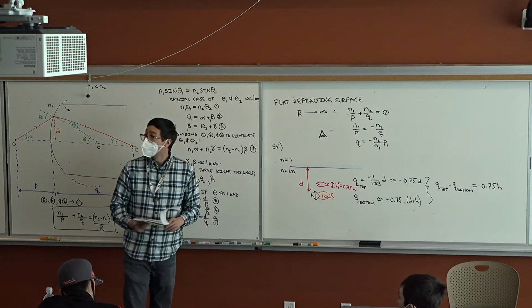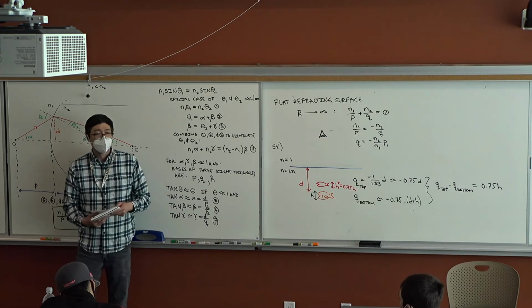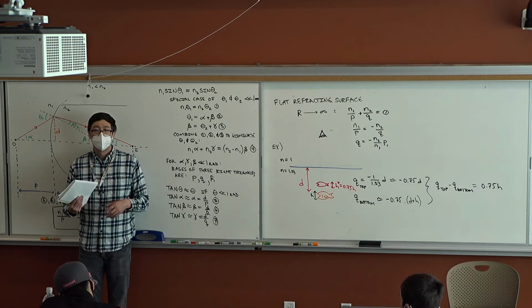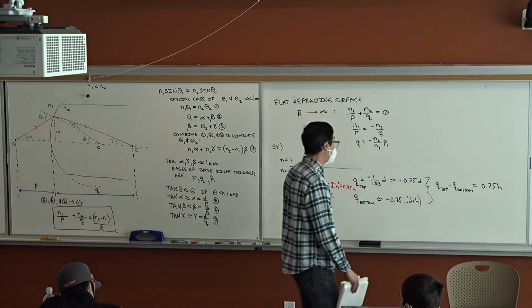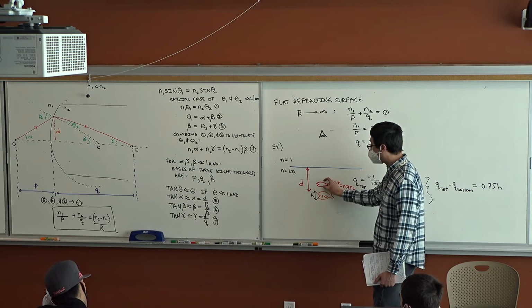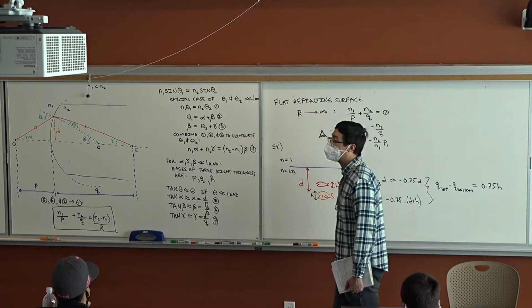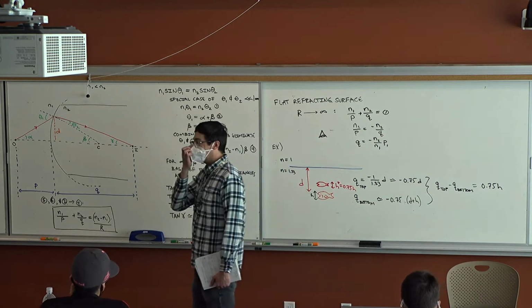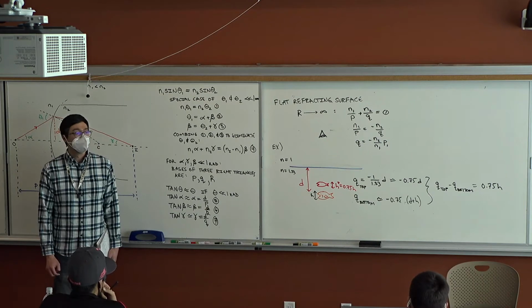I did an example like that for you. So just trying to understand what that means. H prime is how tall the image appears. H is how tall the object is. Okay.